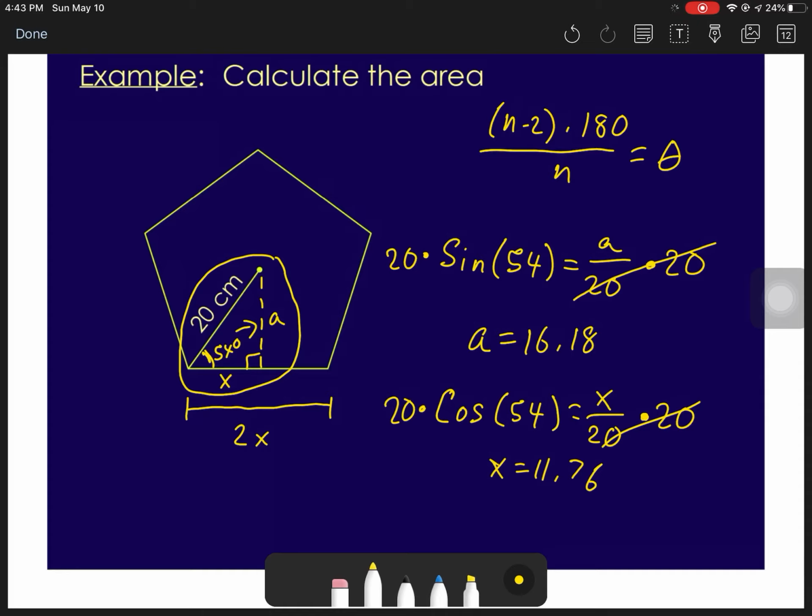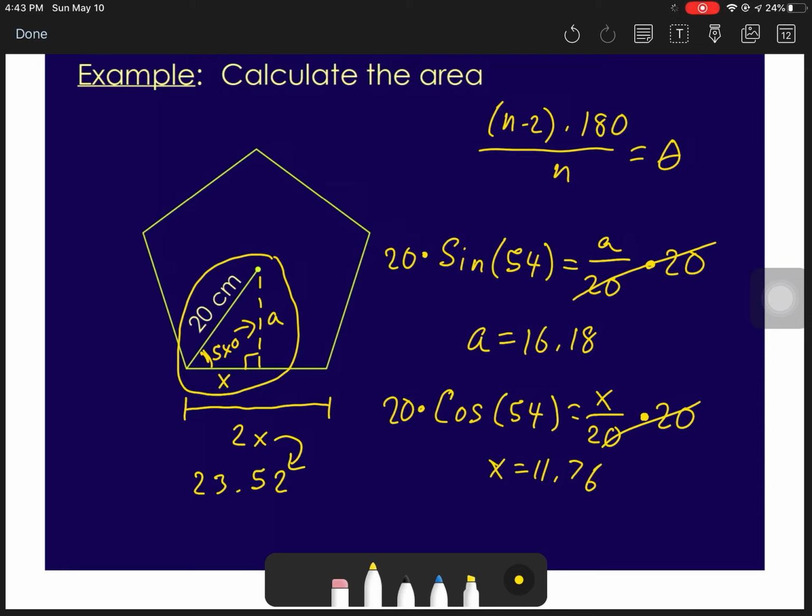And I'm going to be pretty lenient on the rounding, so don't panic too much about that. But we need to figure out what 2x is, because that's going to be the whole side. So let's take this times 2. So the whole thing has got to be 23.52. I did the unrounded version. So each side length is 23.52. So let's take that times 5 to get the perimeter. So P equals 23.52 times 5. 117.6 centimeters is the perimeter.